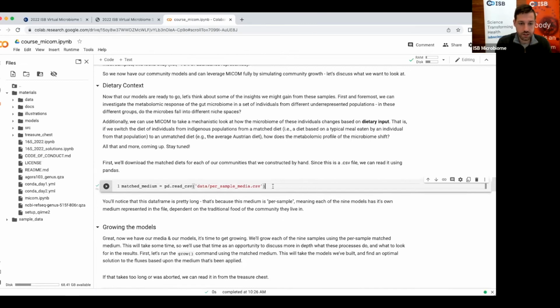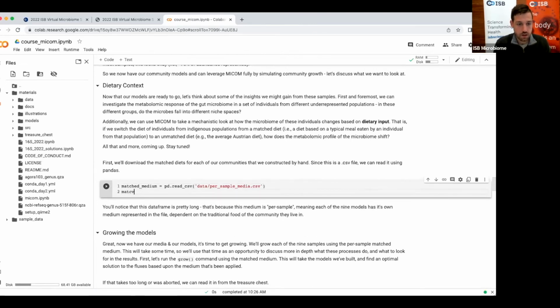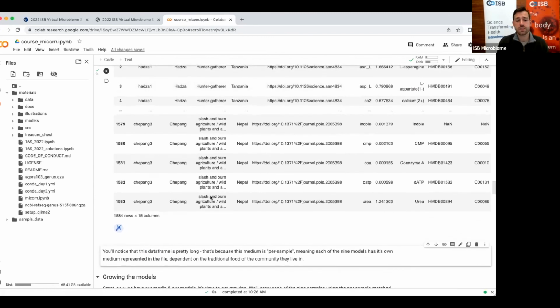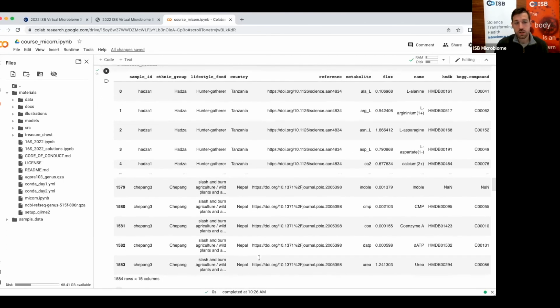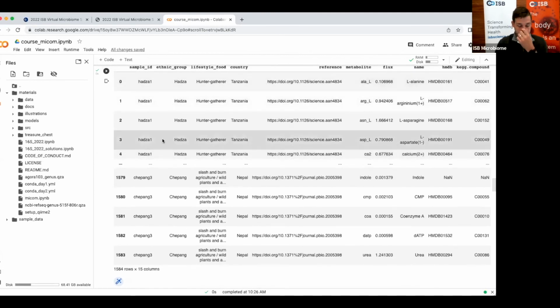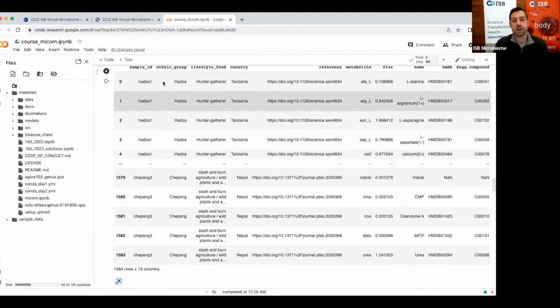And if we actually take a look at the output from this, just type this, and we look at the output, we'll see that this data frame is pretty long. And that's because the medium shown here is per sample, which means that each of the 9 models that we've built in the previous step has its own medium represented in this file, which is dependent on the food typically eaten in the community that they live in. So we have actually 9 separate media represented in this file, along with sample IDs, so they will be applied only to those taxa, only to those samples that they correspond with.